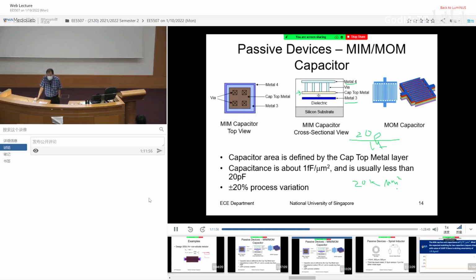If you have learned inverting amplifier, what is the gain of inverting amplifier? R2 over R1, right? Forgot already? Inverting amplifier, minus R2 over R1. So the circuit gain depends on the ratio of the two resistors. It doesn't depend on the resistor value. It depends on the ratio of the two resistors. So that's why matching is so important.